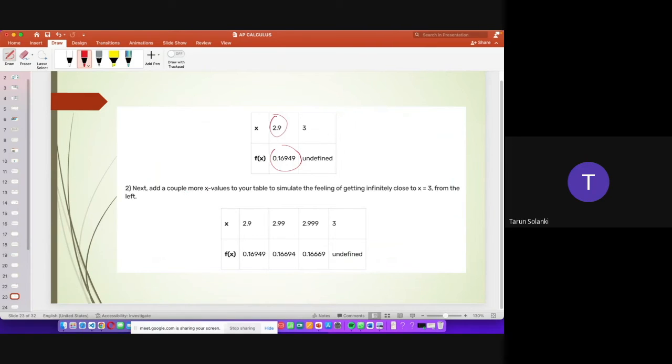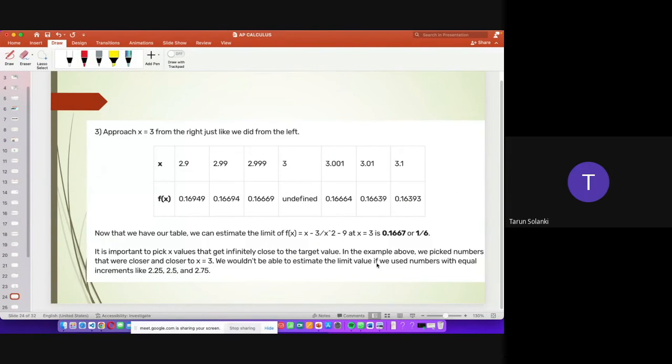Next, add a couple more x values to your table for getting closer to x equals 3. So at 2.9 we are getting this. Now take 2.99, you will get this. You take 2.999, you can use your calculator, you will get 0.1669, right? And at exactly 3 it's undefined, correct? So till this part, we were approaching from the left. Now we move to the right side.